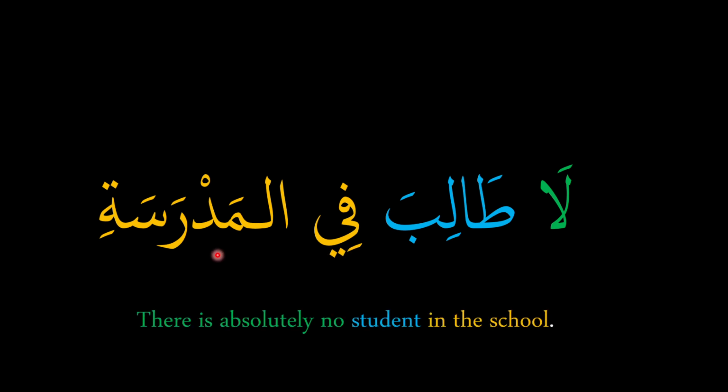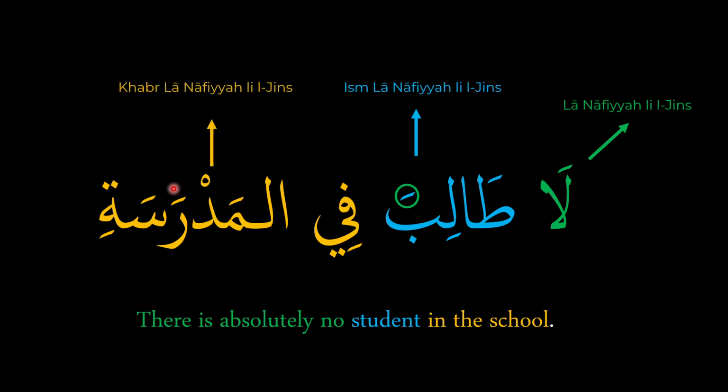We'll take a look at one more example. Lā tālib fil madrasati. So there is absolutely no student. See, it's the ism that's being completely negated categorically. There's absolutely no student in the school. And the breakdown of this would be: you have your Lā Nāfiyyah l-Jins, then you have your ism, which is being made nasb by the la. Then finally, you have your khabar.